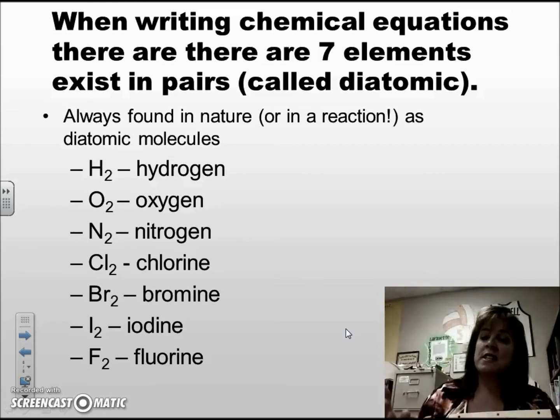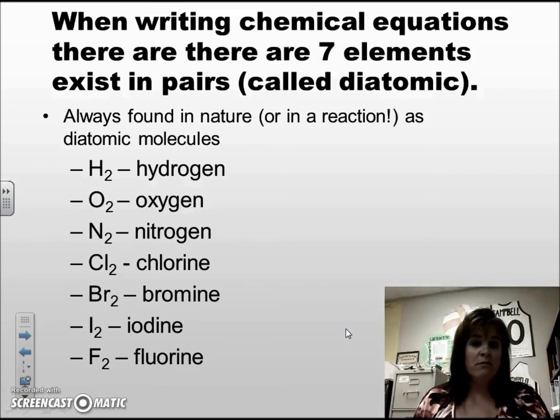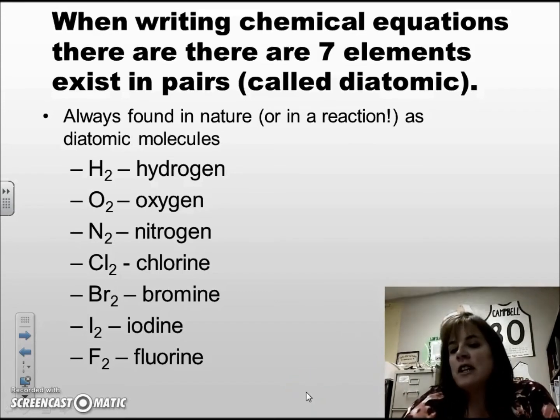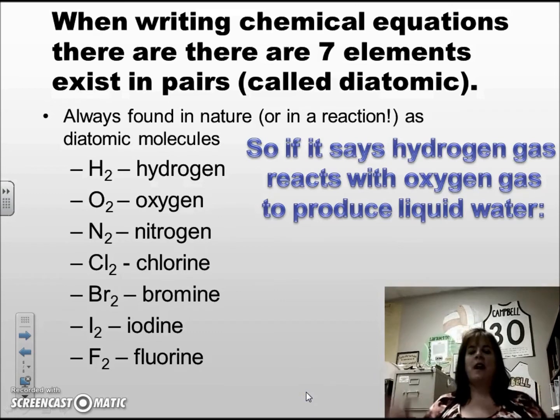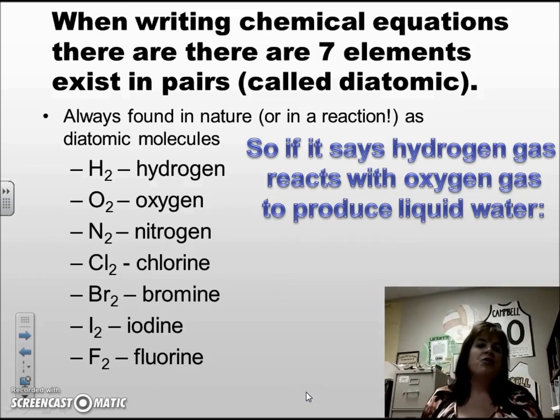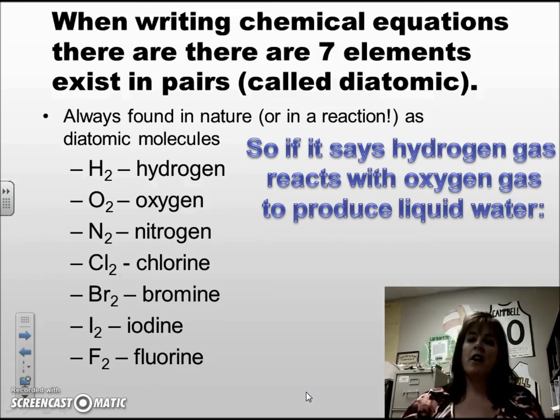But anyways, if you see chlorine gas in a reaction, you're going to write Cl2 with a little subscript g, not just Cl. So let's take a look at what I mean by this. Say you have to write a chemical equation for this reaction. Hydrogen gas reacts with oxygen gas to produce liquid water.